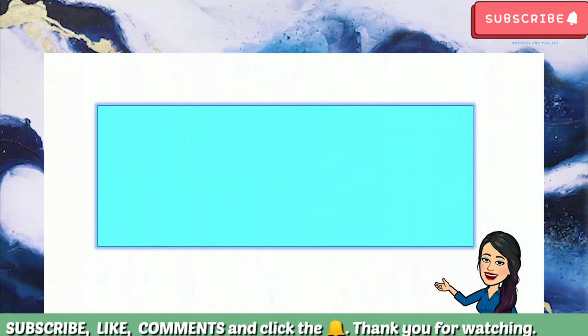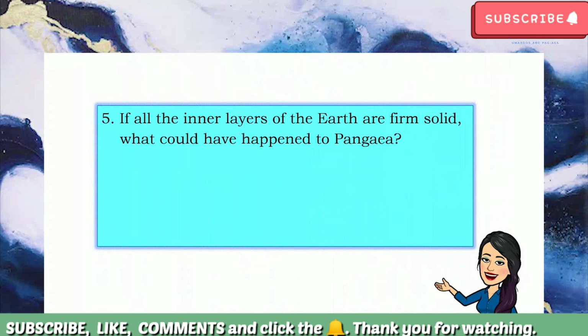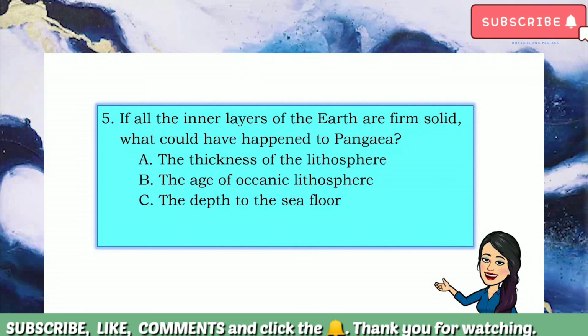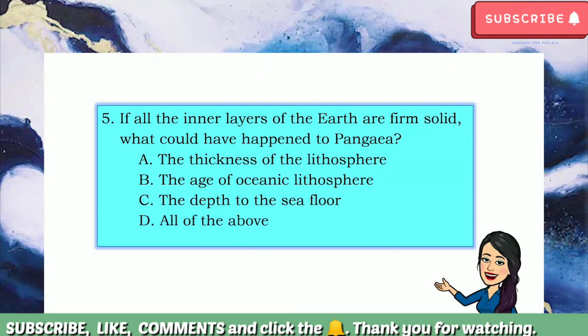Number 5. If all the inner layers of the Earth are firm solid, what could have happened to Pangaea? A. The thickness of the lithosphere. B. The age of oceanic lithosphere. C. The dip to the seafloor. D. All of the above. What is your answer? The correct answer is letter D.